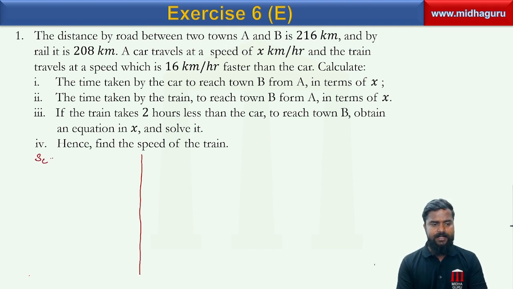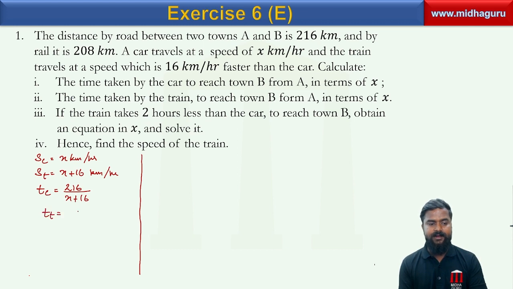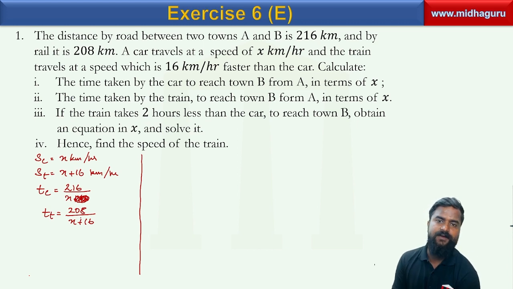So the speed of the car is x kilometers per hour. So the speed of the train is x plus 16 kilometers per hour. Now the time taken by the car would be 216, which is the distance, by x. And the time taken by the train would be 208, since the distance by rail is 208, by x plus 16. Now we found the time taken by both of them in terms of x.